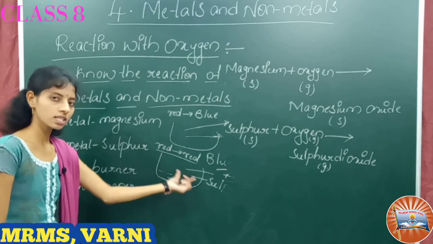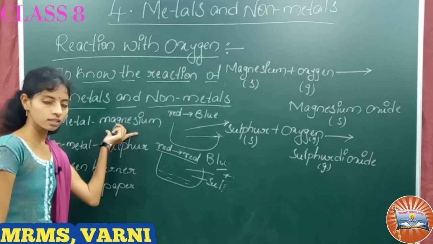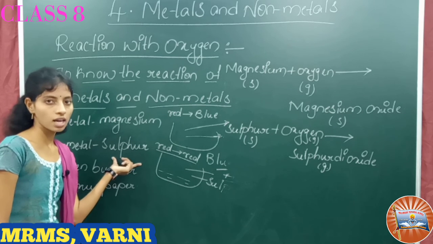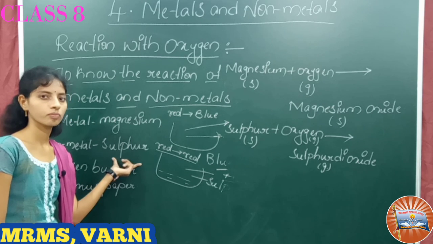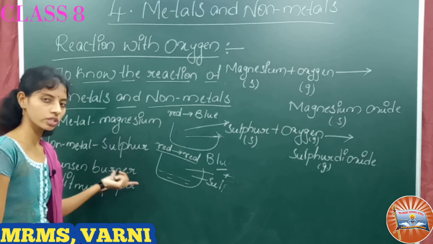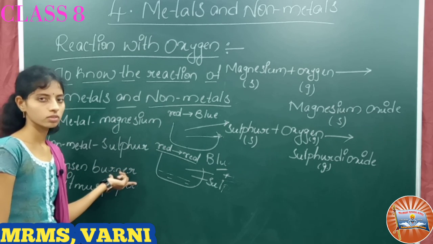So what is the conclusion here? Metals are basic in nature and non-metals are acidic in nature. Remember that metals are basic in nature and non-metals are acidic in nature.